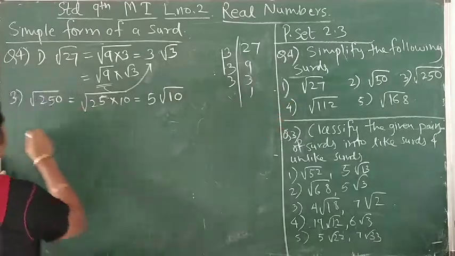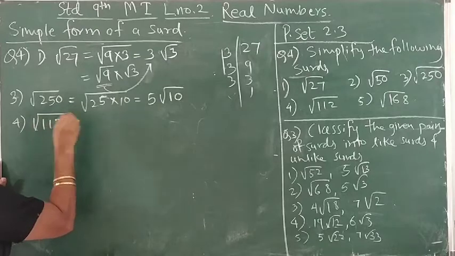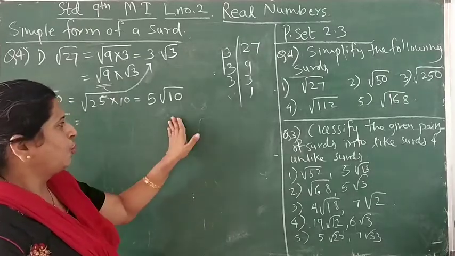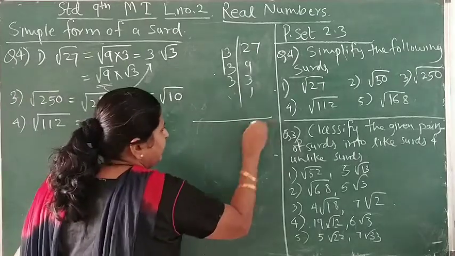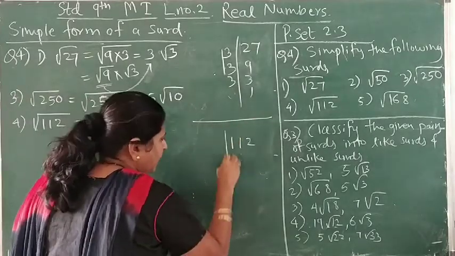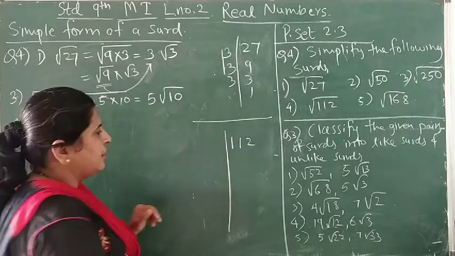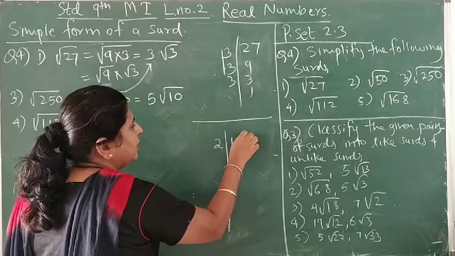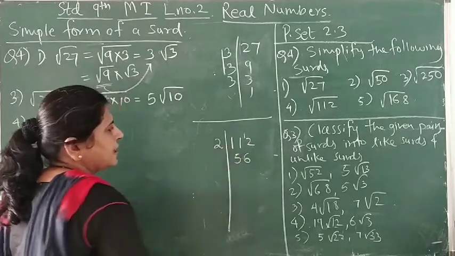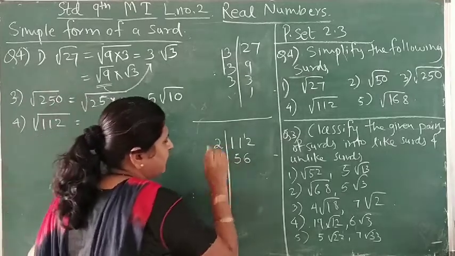Now what is the fourth? The fourth is the square root of 112. Now I do not know which perfect square is going to be a factor of it. So how can we do it? We write 112 and divide this number by 2, because the unit place digit is 2. Dividing by 2, we get 2 fives are 10, 1 remains, 12, 2 sixes are 12. Now 56 is not a perfect square, so let's divide it further.